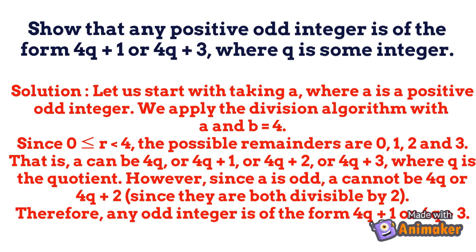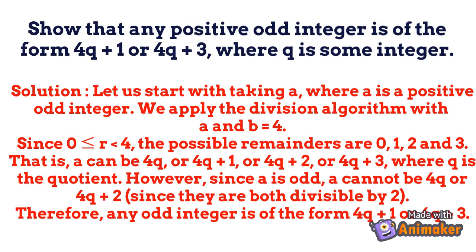Okay, so we can write this according to your problem: 4q plus 0, which we can write as 4q only. Now we are adding the remainders. Then 4q plus 1, then 4q plus 2, then 4q plus 3, adding the remainders at the back. Okay, and q is your quotient.